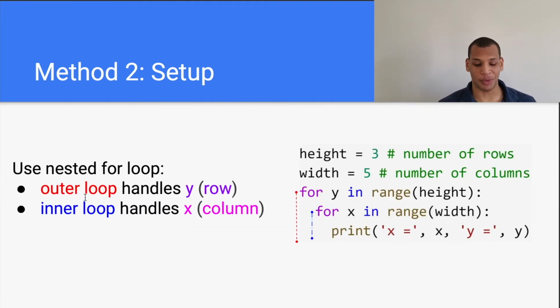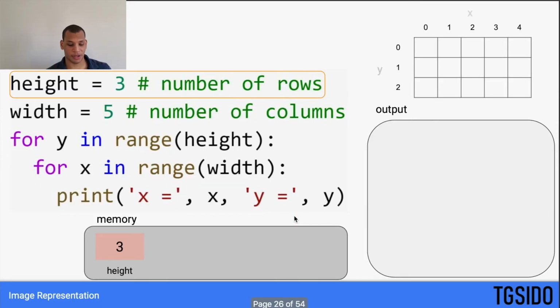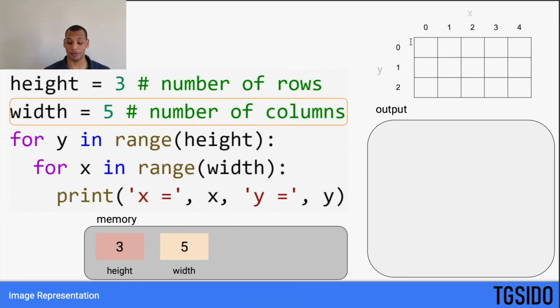So the outer loop is going to handle y, that's the row. And so we see that over here in red. The inner loop is going to handle x, that's the column. And so we see that over here in blue. And so this inner loop is actually going to move you from column to column. And this outer loop is going to actually help move you from row to row. So over here, height is equal to 3. That's the number of rows that we have. We see that over here. And now width is equal to 5. That's the number of columns. We see that up here.